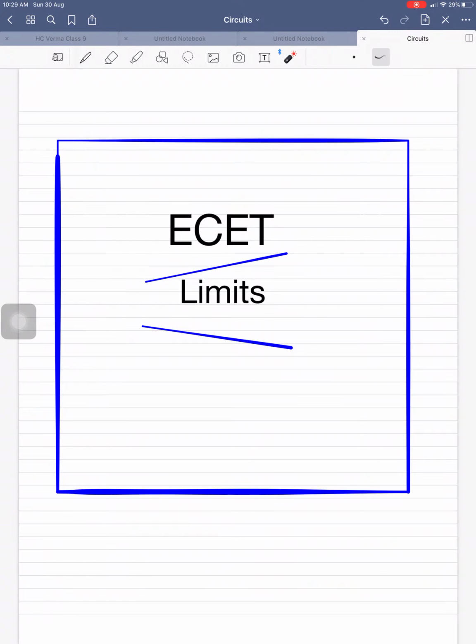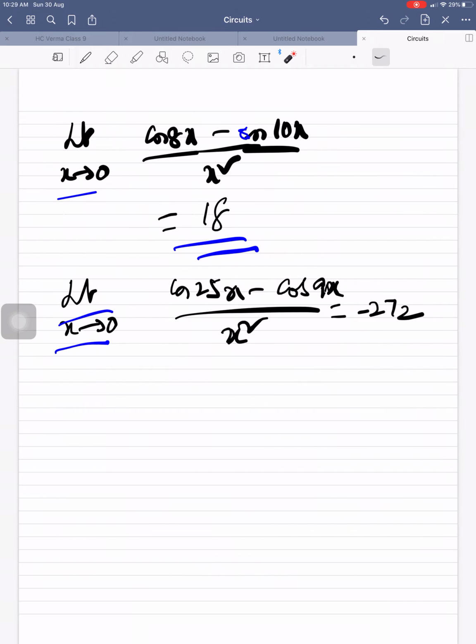Students, today let's see shortcuts in limits. Shortcuts in limits. Limit x tends to 0, cos 8x minus cos 10x by x square is 18. Like that, limit x tends to 0, cos 25x minus cos 9x by x square is minus 272.